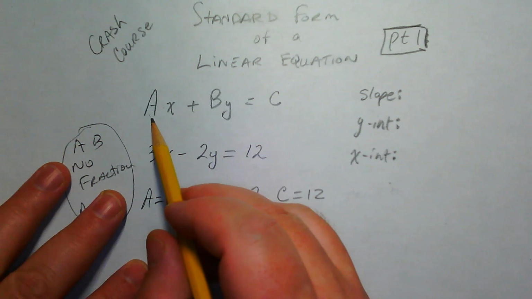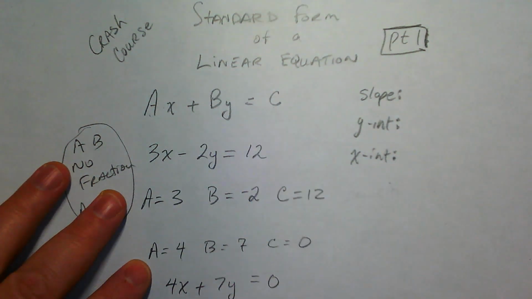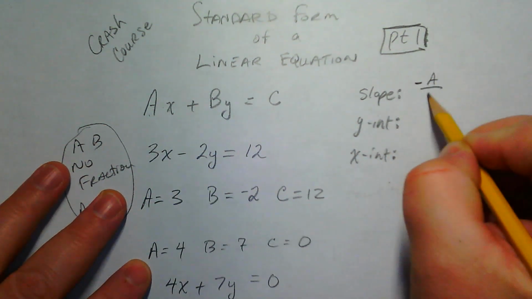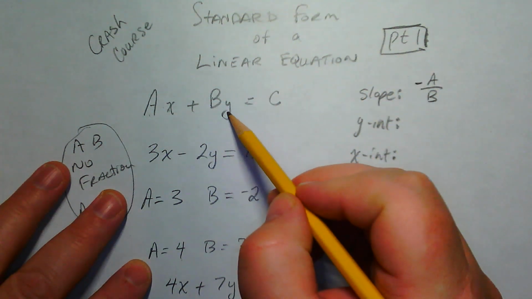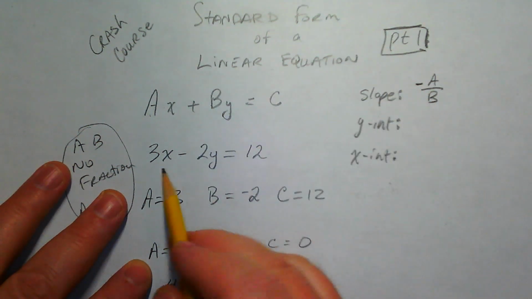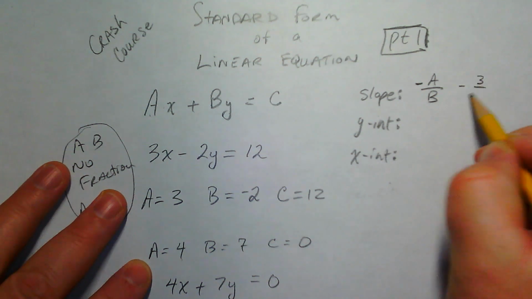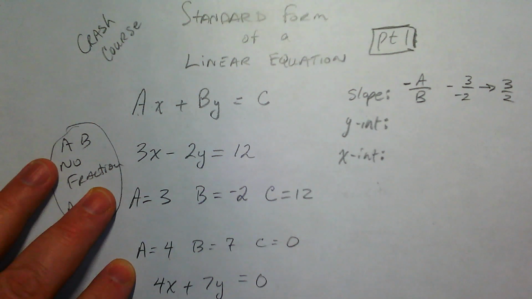If you had to graph something and it was written in standard form, you could change it to slope-intercept form, but you don't really need to because you can read the slope right off of this pretty easily. So the way you find the slope, it's the opposite of A over B. And the reason that is, and you'll see this in the next video when we solve for y, your first step is to move this to the other side. So in our example, the slope here would be negative of 3 over negative 2, so the slope would be 3 halves. See how that works?